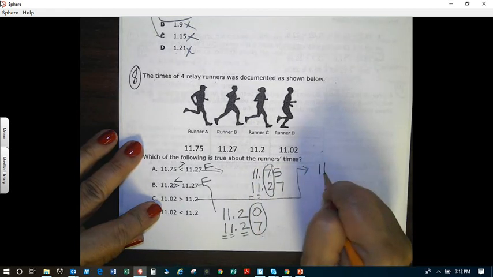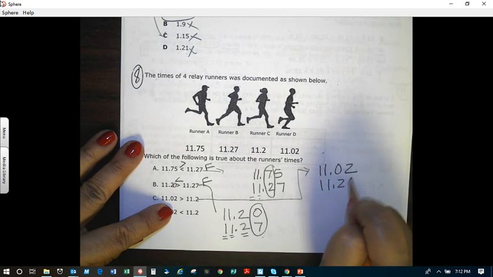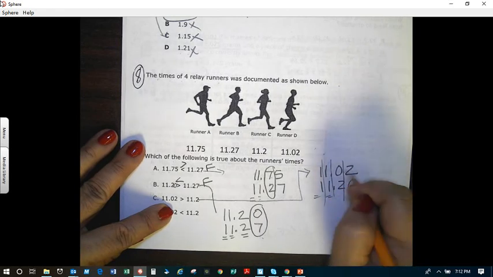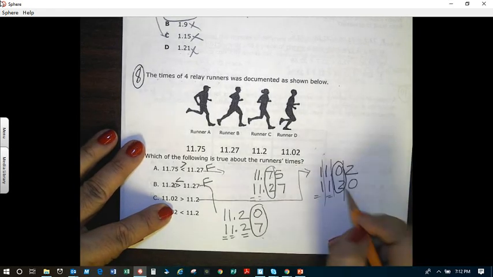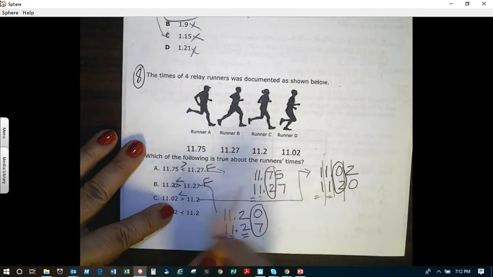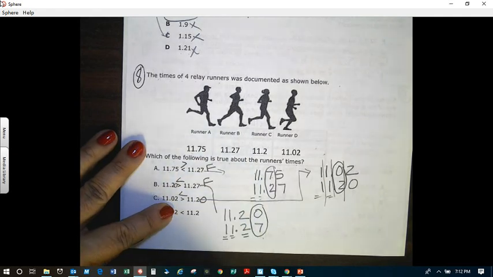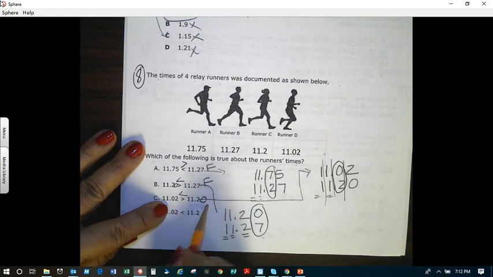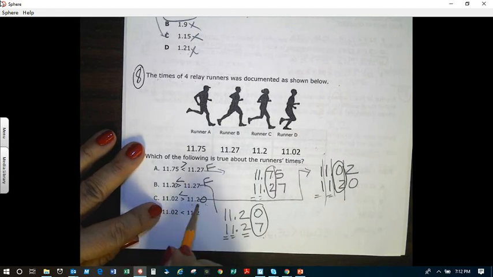I'm going to take this one and go straight across here. 11 and 2 hundredths, and compare that to 11 and 2 tenths. So this is equal, equal. Here's my inequality in my tenths place. 0 is less than 2, so that should go in the direction. I have 0 as my hero. So 11 and 20 hundredths is actually greater than 11 and 2 hundredths.